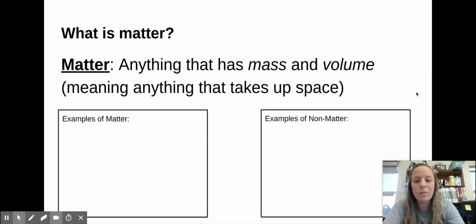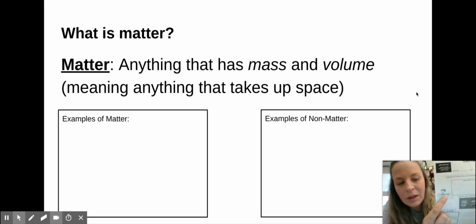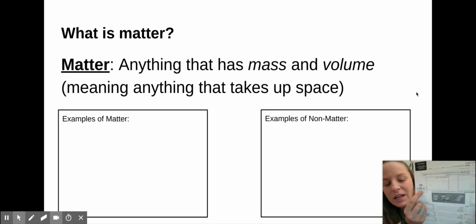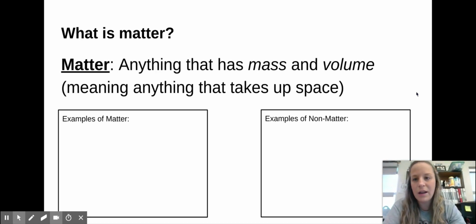That's a hard one. So pause the video. Call me over if you need help, especially with that non-matter one. And you cannot move on to the next part, can't hit play, until you get initials right there showing that you got all your examples of matter and non-matter done. So pause me.